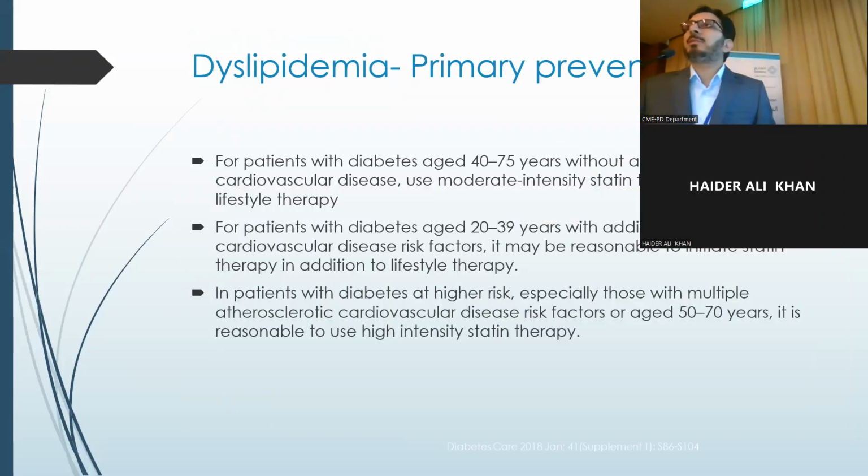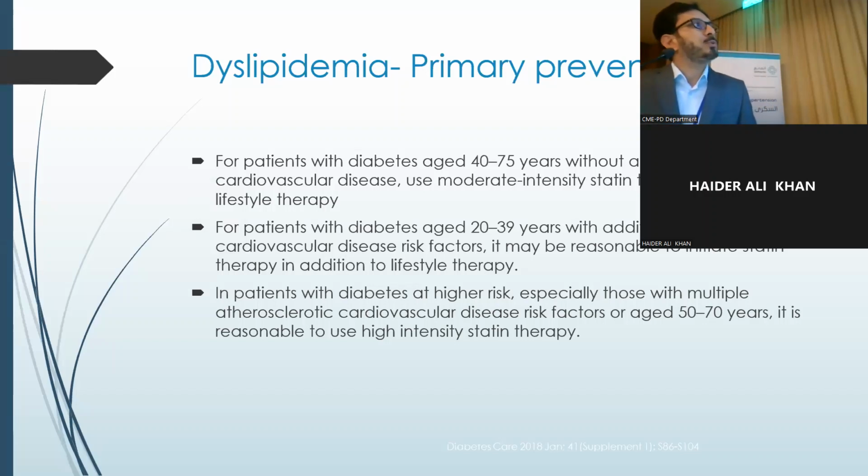So what are the guidelines about statins in diabetic patients? For patients aged 40 to 75 years without atherosclerotic cardiovascular disease, patients should be on moderate intensity statin therapy in addition to lifestyle modification. And we are talking about primary prevention here. For patients who are younger, aged 20 to 39 years, with additional risk factors, it may be reasonable to initiate statin therapy in these patients as well.